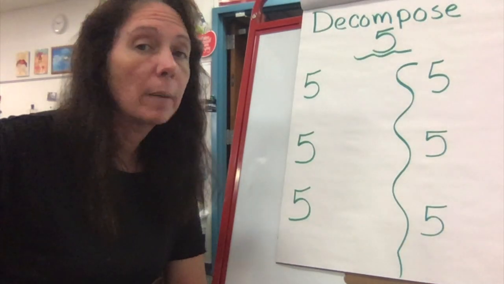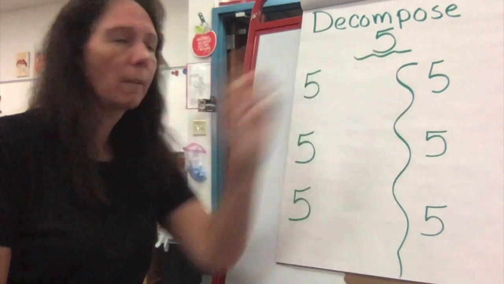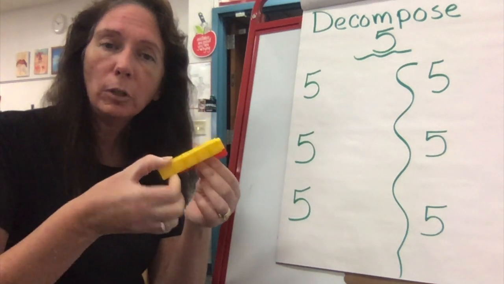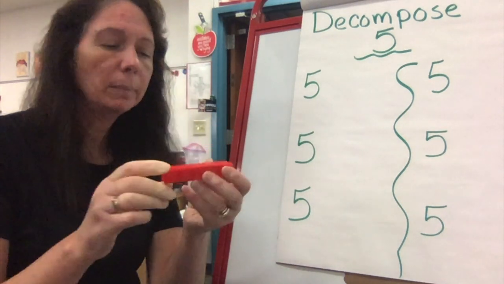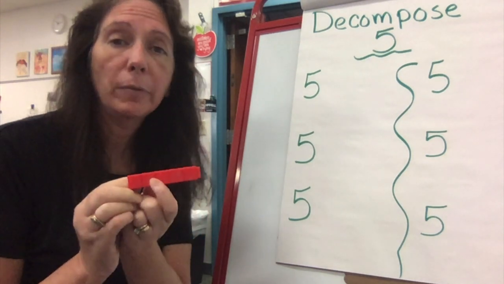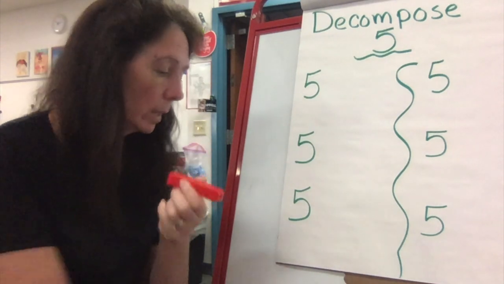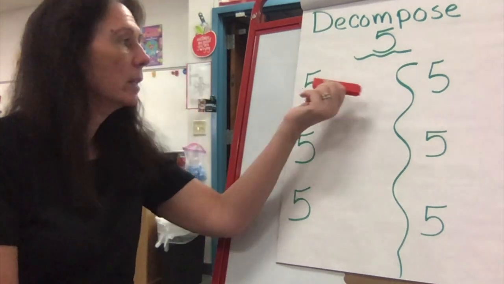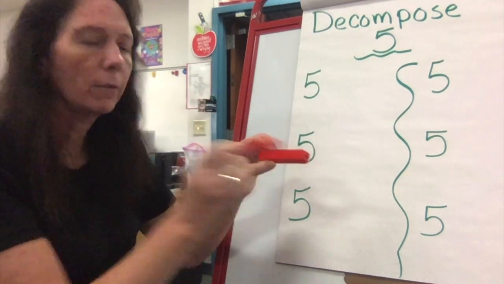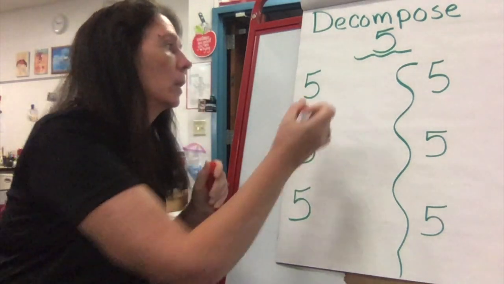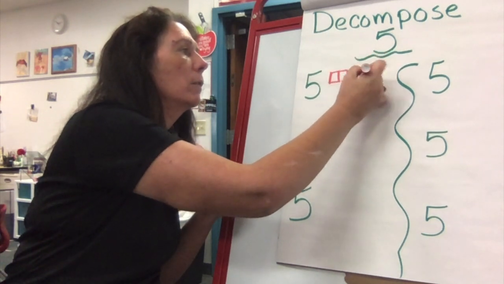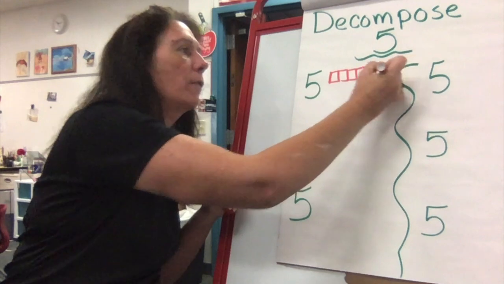We are going to talk about decomposing the number 5. And we're going to use that with some red and yellow cubes. So what we're going to see is what numbers make up the number 5 using our cubes. Now, if I look at this, I can say that the number 5 has 1, 2, 3, 4, 5 red cubes. So let me model that here. 1, 2, 3, 4, 5. So I have 5 red cubes.